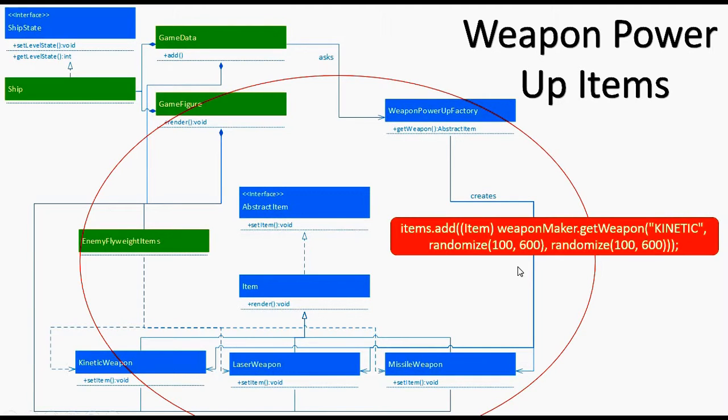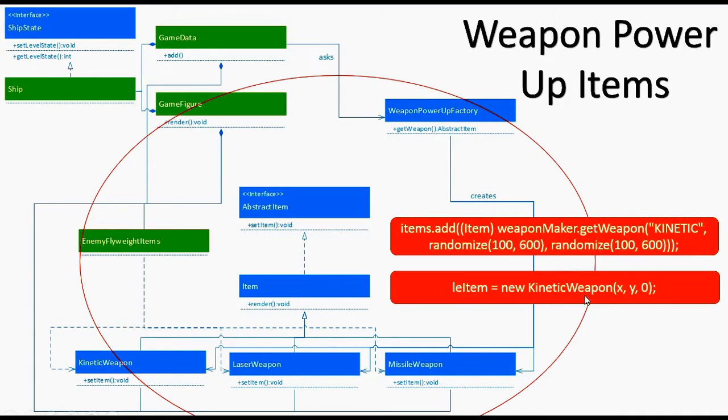And here's some source code to show how it's actually working. Here we can see that the weapon maker is creating this kinetic weapon at random locations of an X and a Y coordinate. And here you can see inside of this weapon power factory, this is actually creating the weapon.